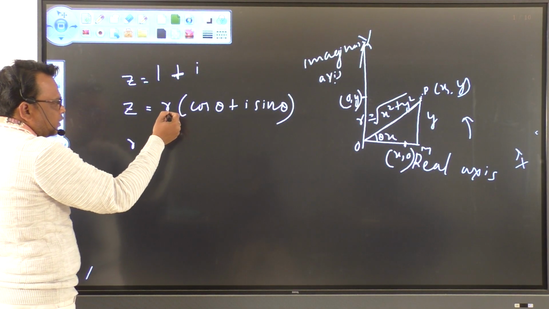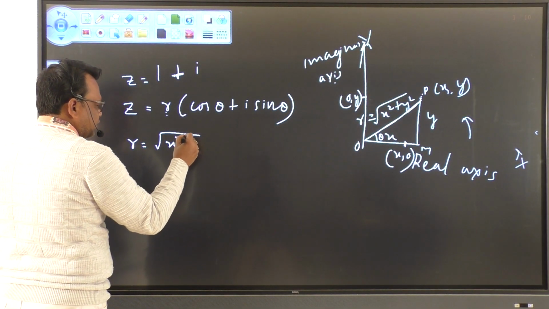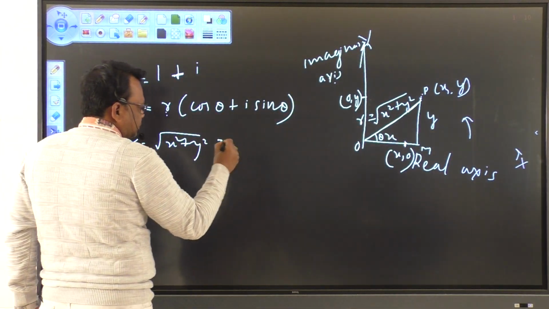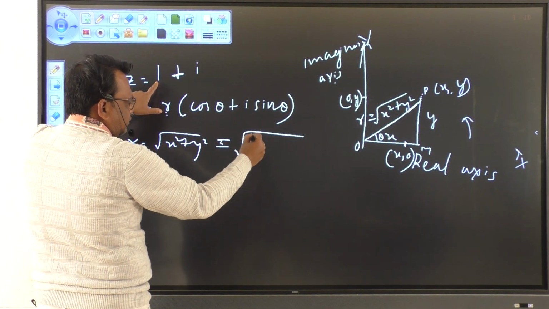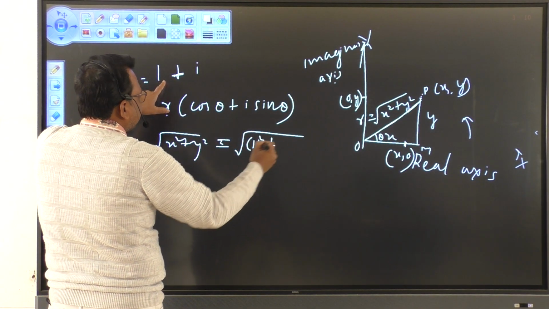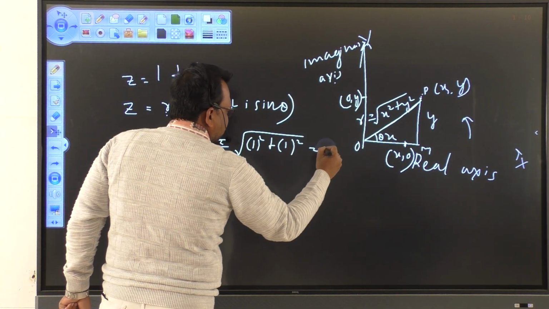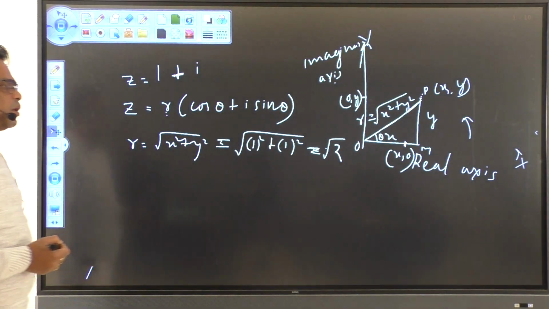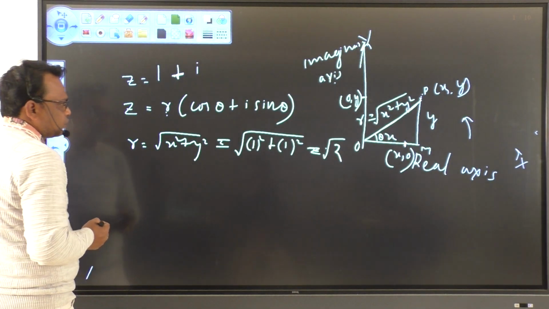First we have to calculate r. R is equal to whole root over of x square plus y square. This is equal to root over of the value of x is 1, square of 1, plus the value of y is also 1, that is square of 1. This is equal to root over of 2. This is the value of r, or modulus of the complex number. So that is root over of 2.